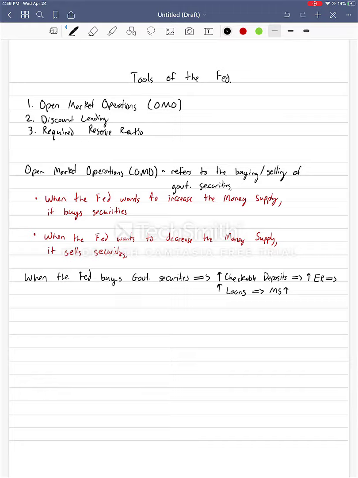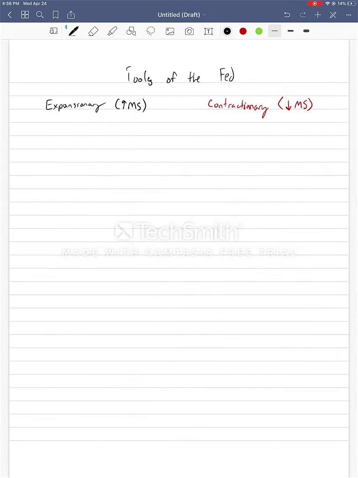So whenever the Fed buys these government securities, they're getting more money into the economy. So that's going to be our expansionary policy. So purchasing government securities is going to be one of the tools in order to increase the money supply.